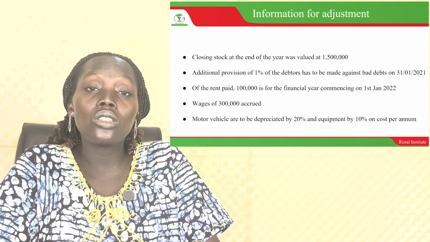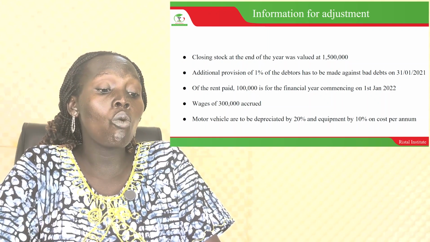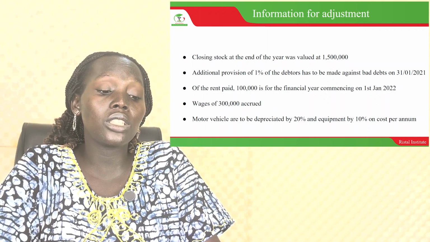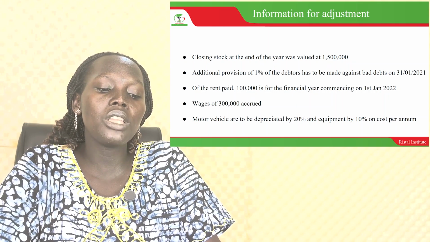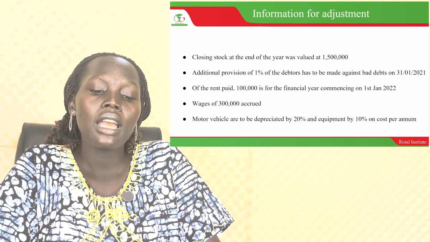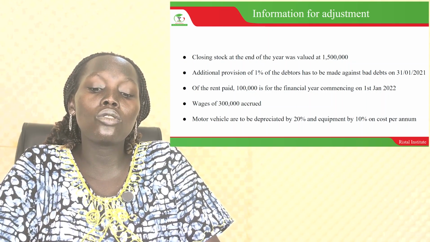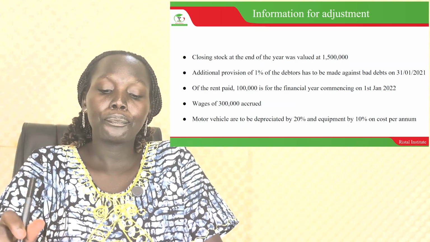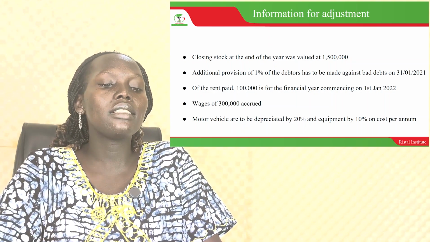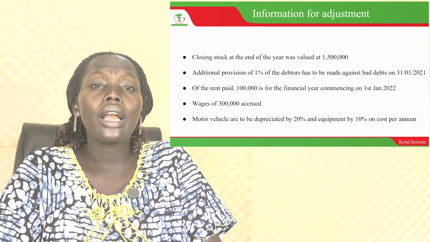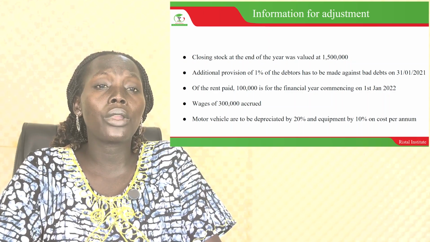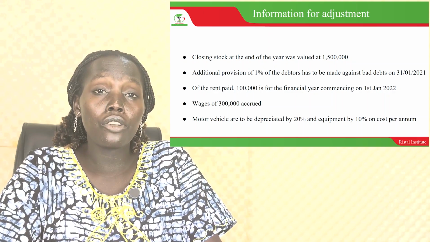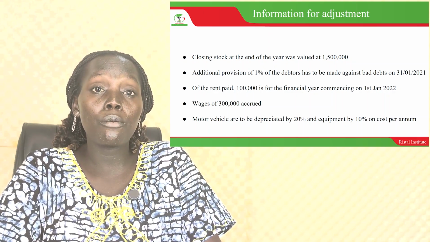January 2022. And then they're also saying wages of 300,000 accrued. And then they're also saying motor vehicles are to be depreciated by 20% and equipment by 10% on the cost per annum. So let's look at this additional information. We are going to calculate it, and we are going to make sure that we come up with our journal entries for this additional information.